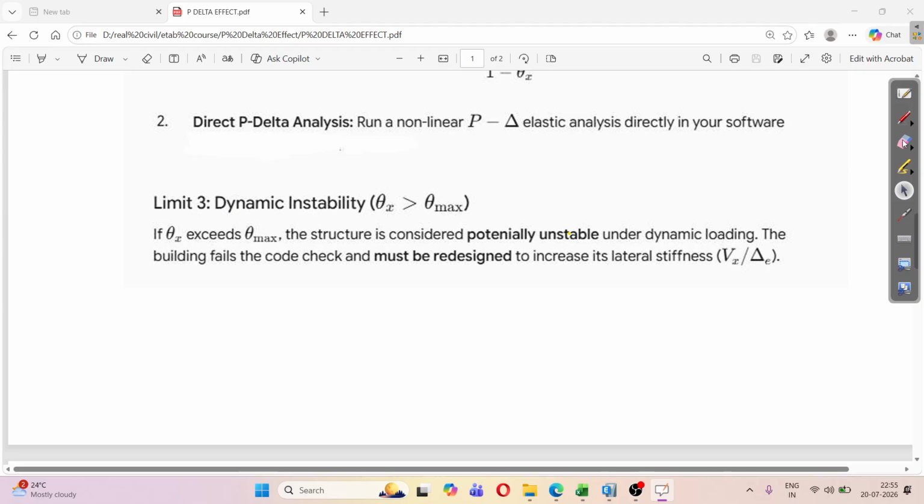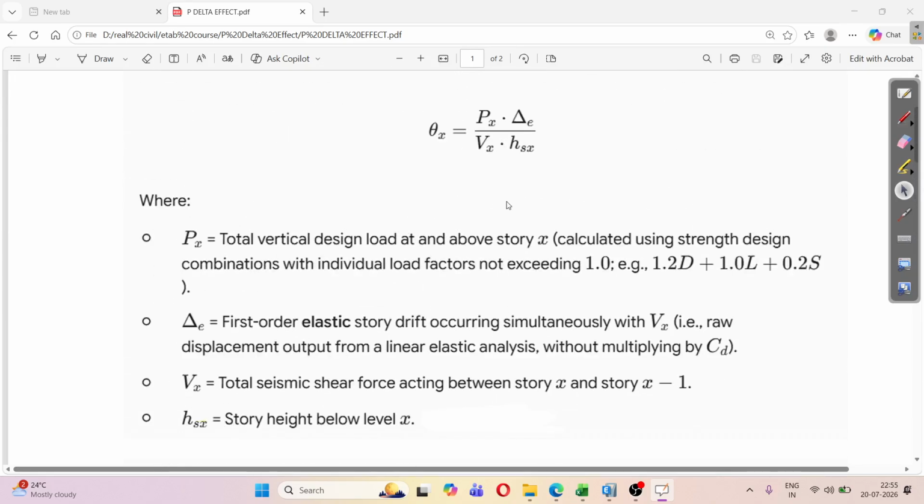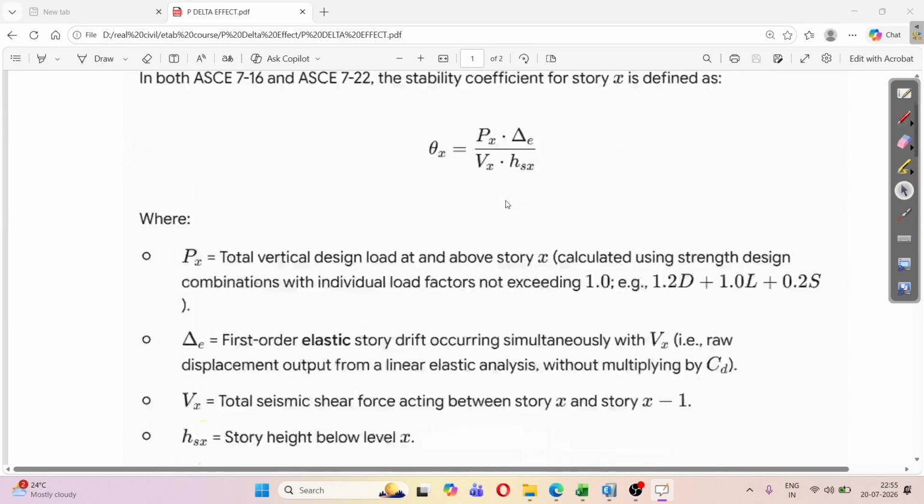There is a third case also, that is theta greater than theta max. In such a case, the structure is considered potentially unstable under dynamic loading. The building fails the code check and must be redesigned to increase its lateral stiffness. So in this case, you have to increase the lateral stiffness. That is our third case. So I hope the formula and these three cases are clear to you.